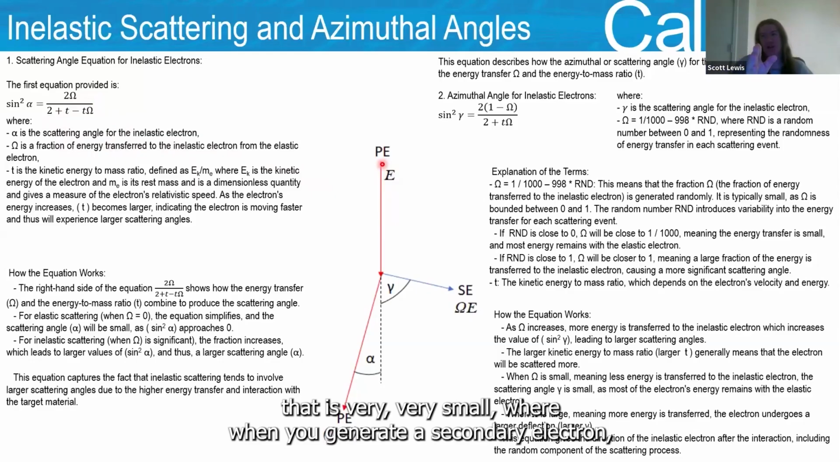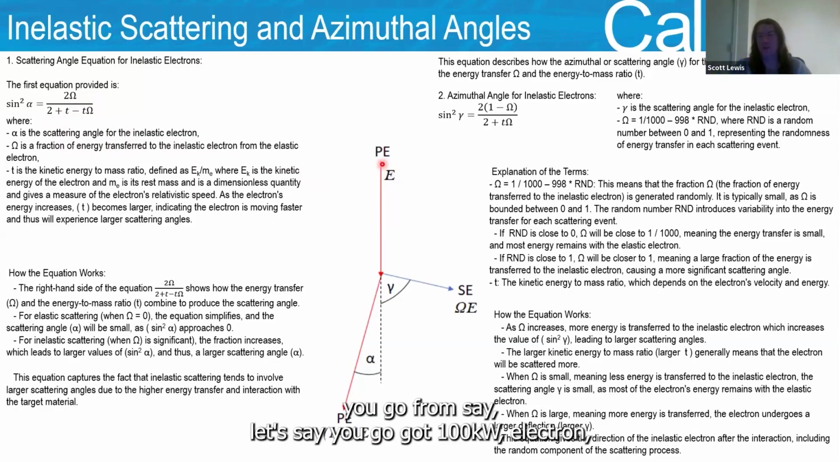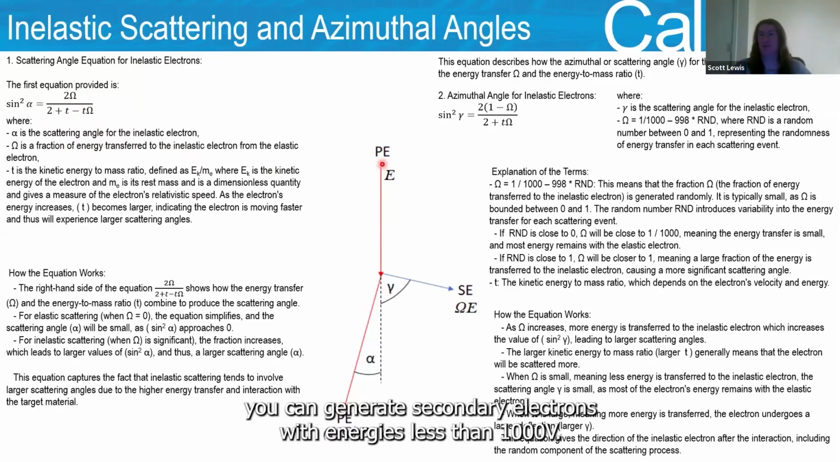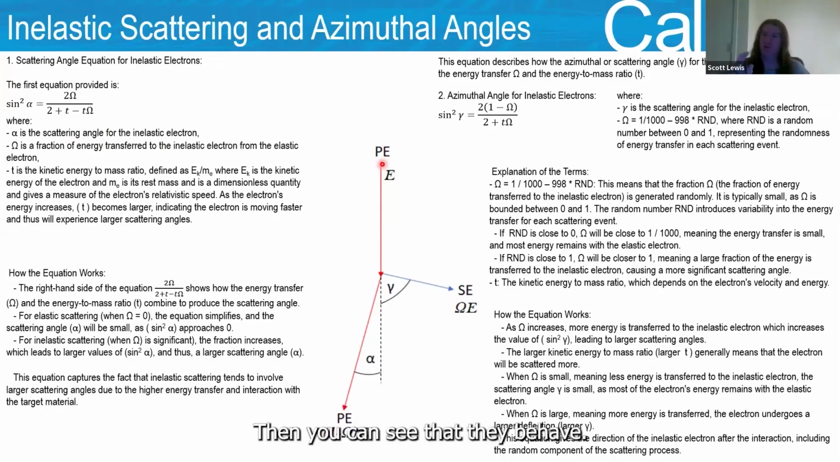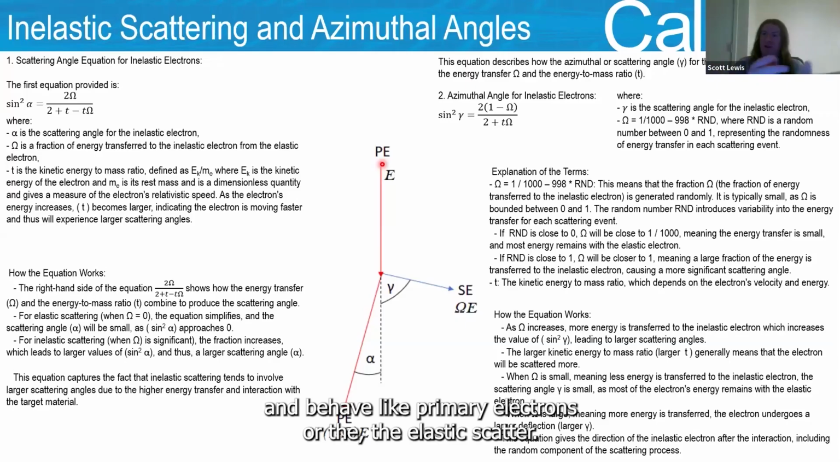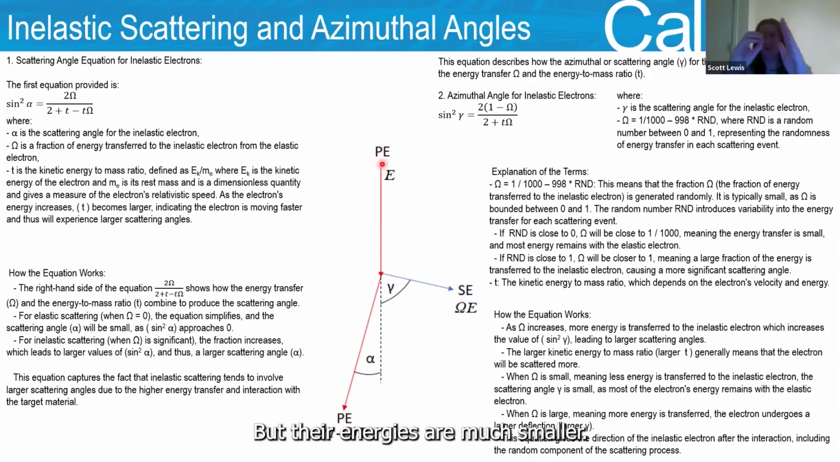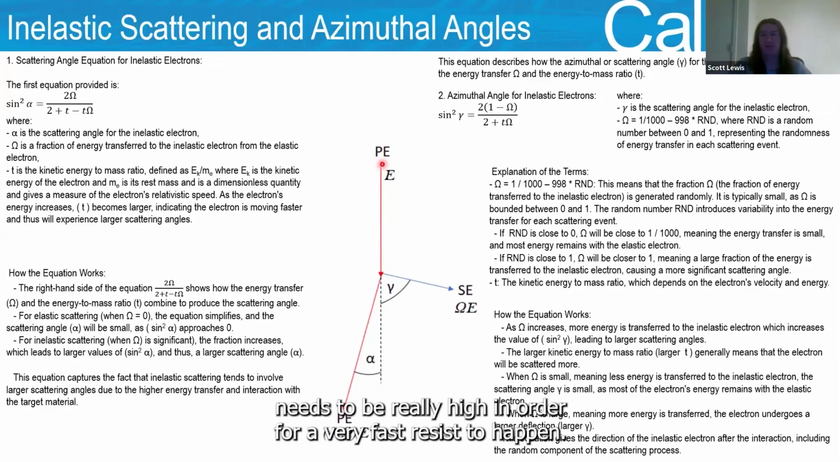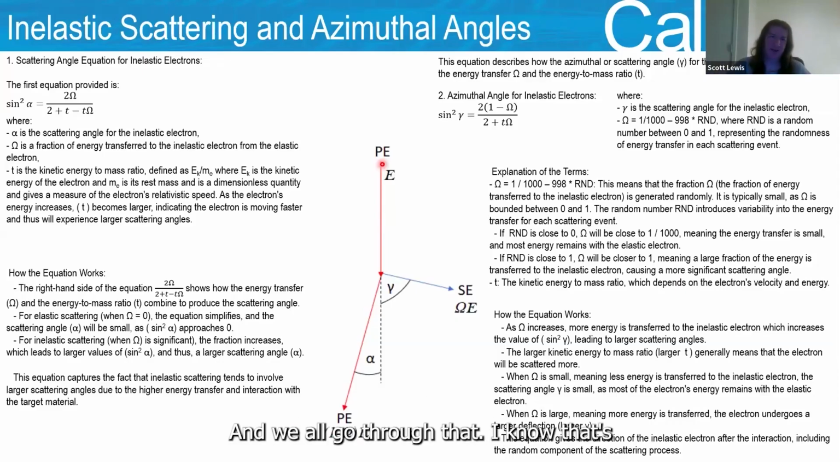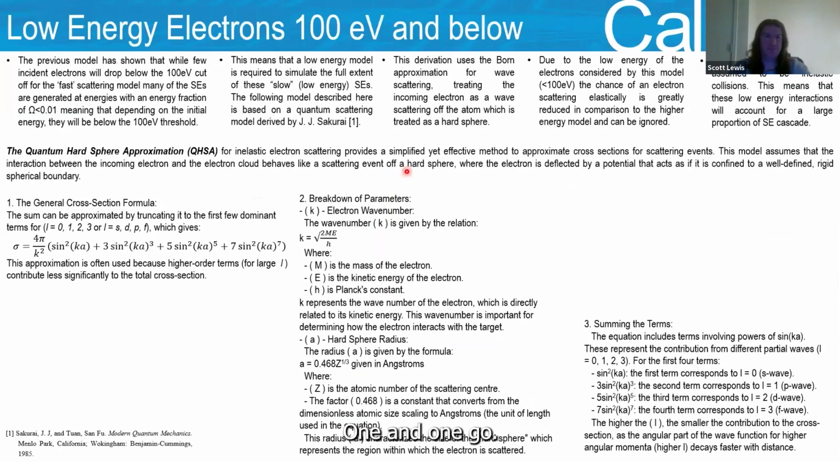Whereas when you generate a secondary electron, say you've got a 100 kilovolt electron, you can generate secondary electrons with energies less than 1,000 volts. Then you can see that they will start to cascade and behave like primary electrons or the elastic scatter, but their energies are much smaller. So their interaction increases, meaning that the stopping power needs to be really high in order for a very fast resist to happen. And we'll go through that. I know that's quite a lot to take in one go.